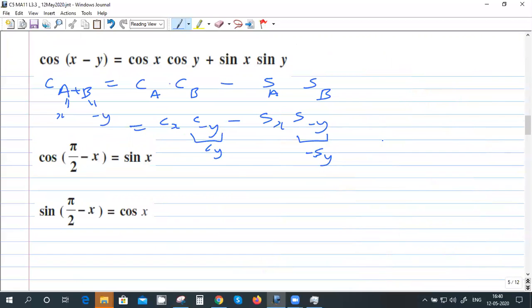Cos of minus y, the minus sign is disappearing. Sine of minus y, the minus sign will come out. So this is equal to cos x cos y plus sin x sin y, and this minus sign I'm combining with this one, it will become plus. So I have proved this one.